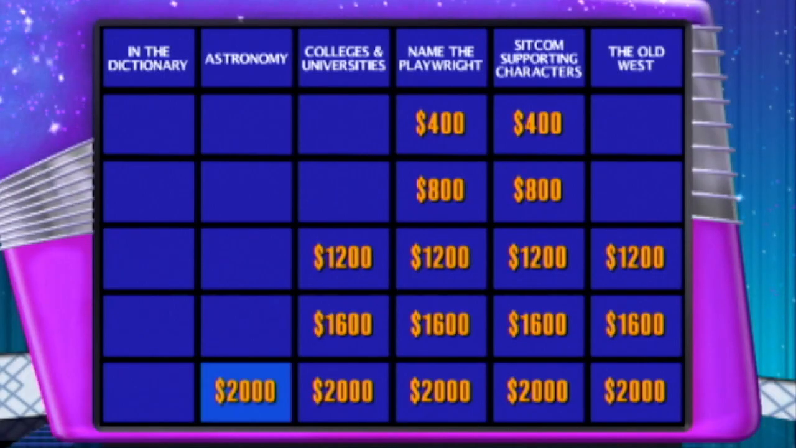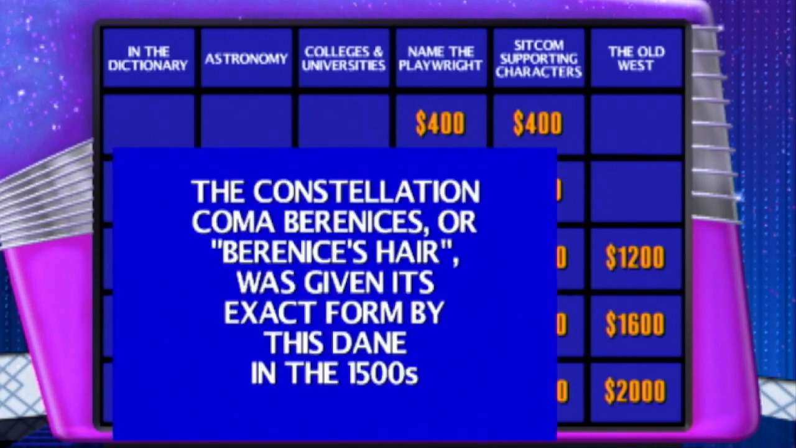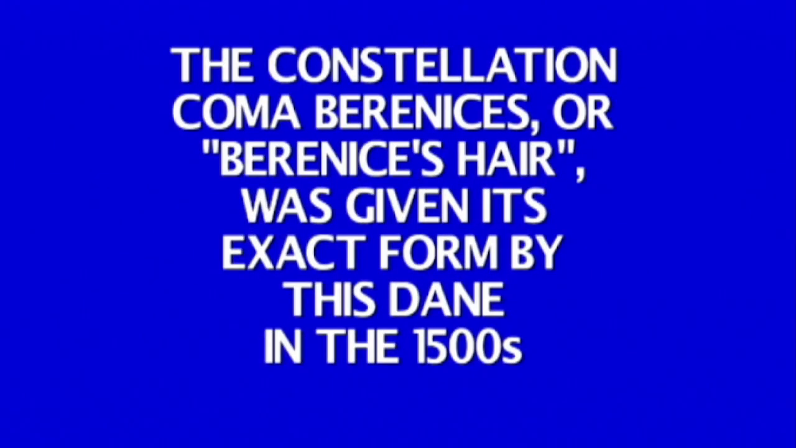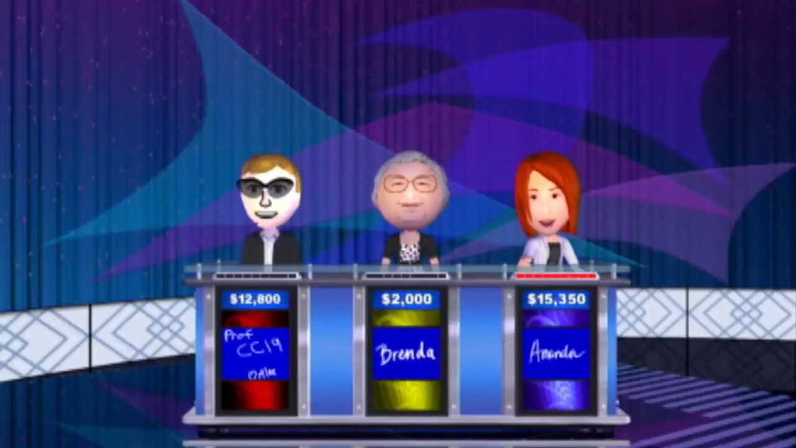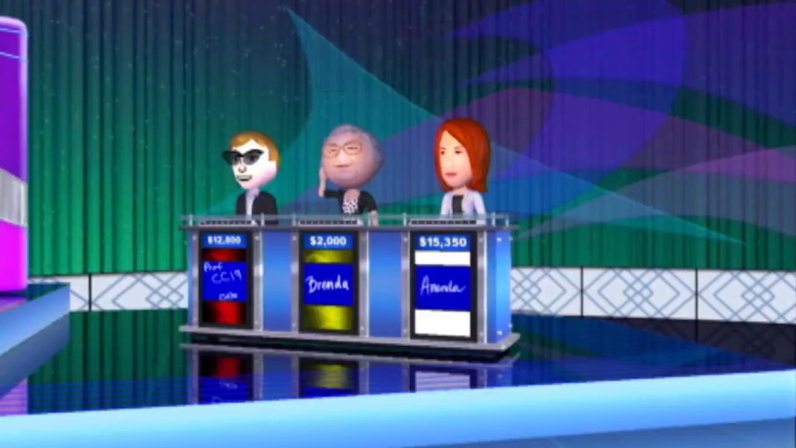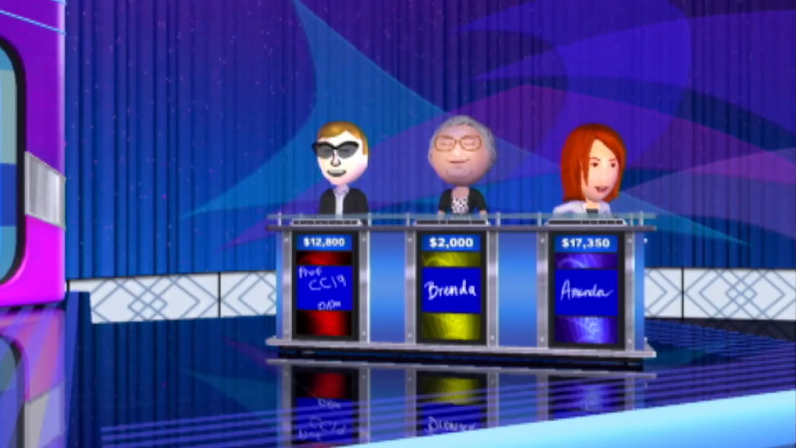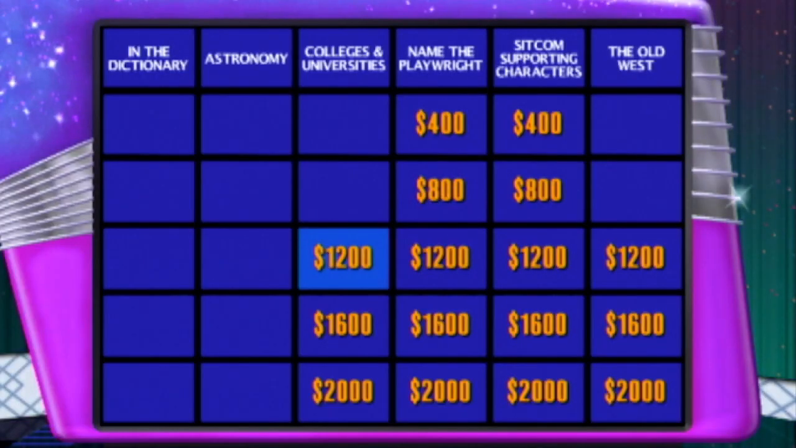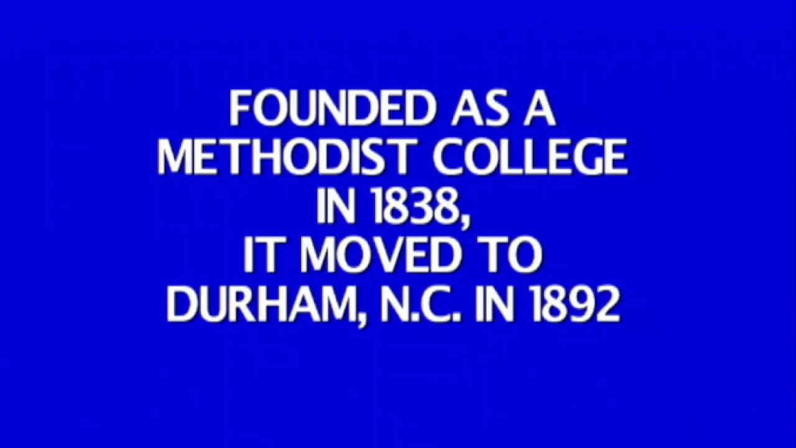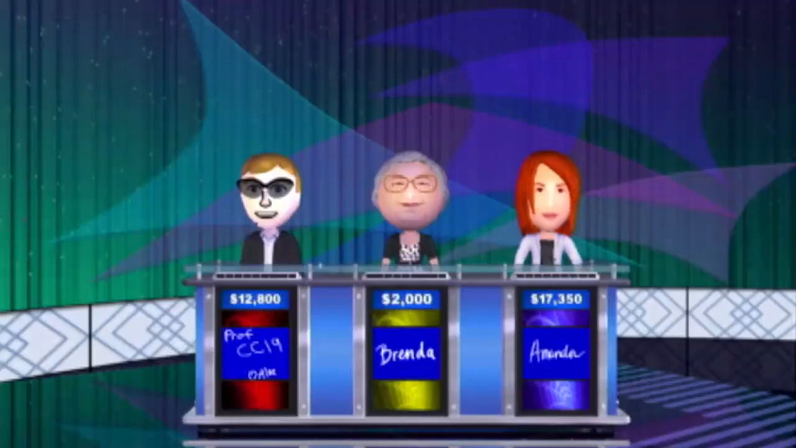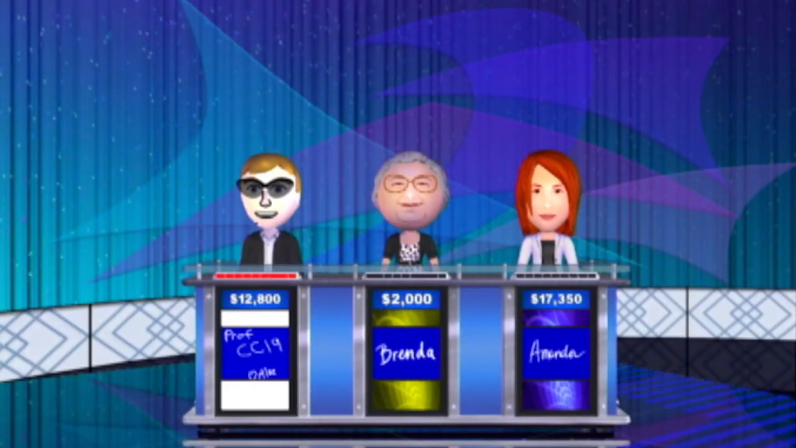Player 3, pick again. The constellation Coma Berenices, or Berenice's Hair, was given its exact form by this Dane in the 1500s. Player 3? Yeah, good. Player 3, you pick again, please. Founded as a Methodist college in 1838, it moved to Durham, North Carolina in 1892. Let's hear it, player 1.